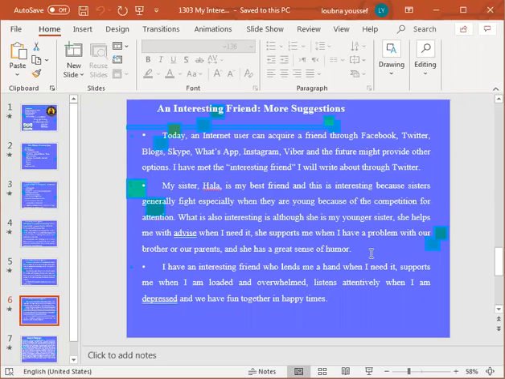And then the writer needs to provide 3 controlling ideas why this friend that has been acquired through Twitter is an interesting friend. My sister Hela is my best friend. And this is interesting because sisters generally fight, especially when they are young, because of the competition for attention. So this writer introduces an unusual, interesting friend, one's sister. And the point made here is that sisters fight because they have competition over the attention of their parents.